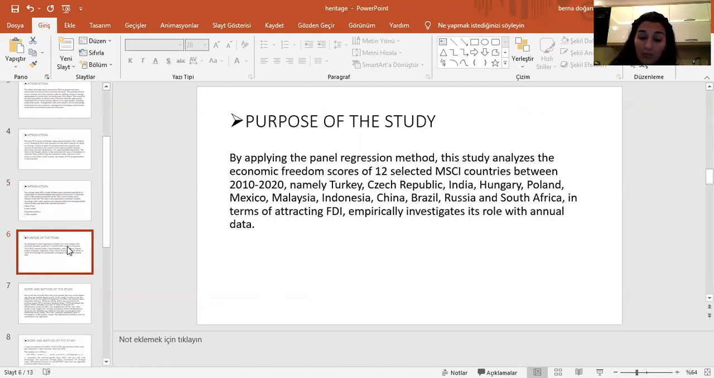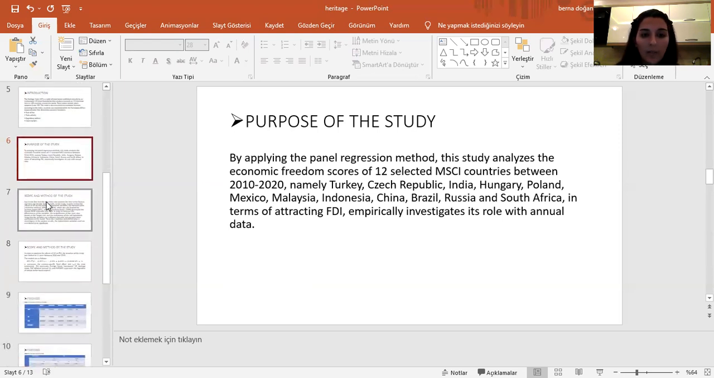Purpose of the study: by applying the panel regression method, this study analyzes the economic freedom scores of 12 selected MSCI countries between 2010 and 2020, namely Turkey, Czech Republic, India, Hungary, Poland, Mexico, Malaysia, Indonesia, China, Brazil, Russia, and South Africa, and empirically investigates its role in terms of attracting FDI with annual data.